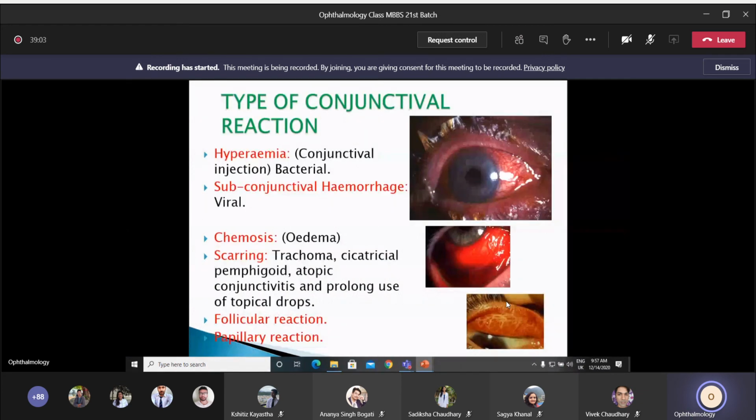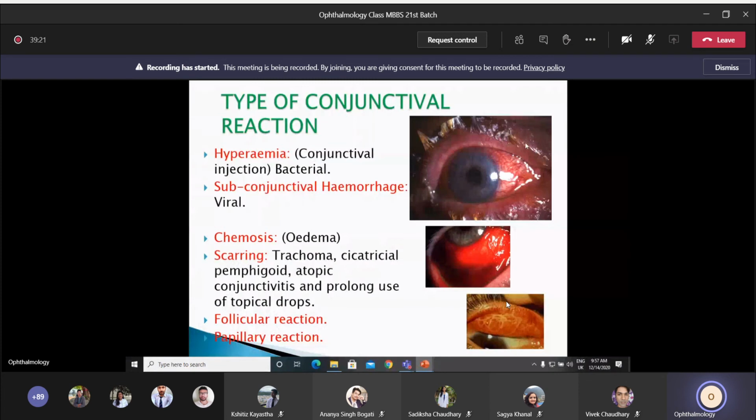So now those were the types of discharge. Now coming to the type of conjunctival reaction. The various types of conjunctival reactions are present, and you'll have to know about this. So first you look for presence of hyperemia or conjunctival congestion or injection.